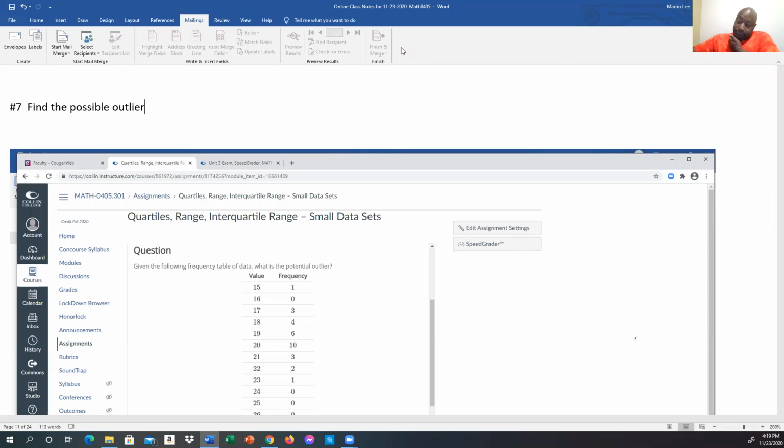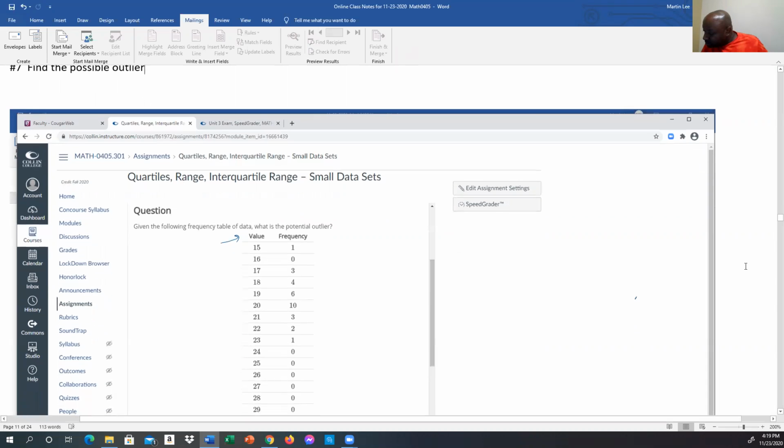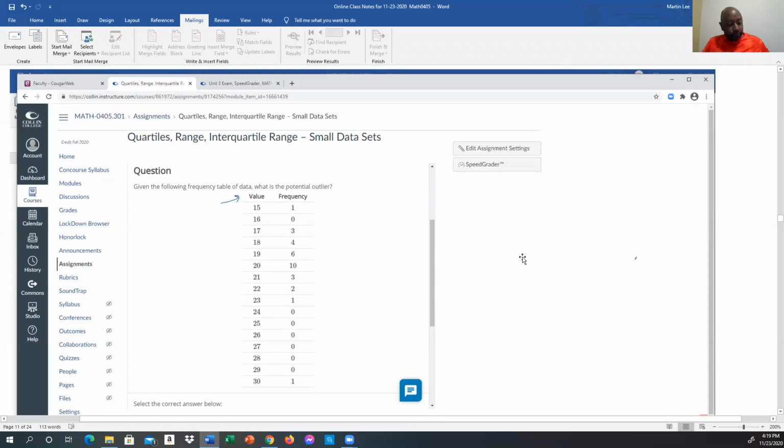All right, so let's work through this problem where we're asked to find the possible outlier given this frequency table that contains all these values and how many times each value occurs within the data set. The best way to approach this is to actually write out this entire data set.